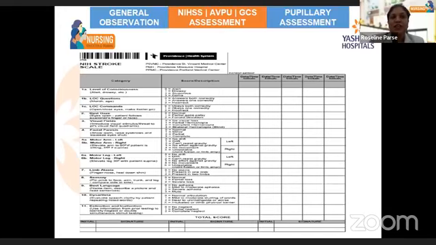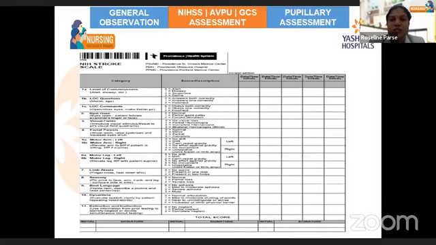Coming to the NIH stroke scale, this is the National Institutes of Health stroke scale. It has 11 components like level of consciousness, the questions asked, LOC commands, best gaze, visual fields, facial paresis, motor arm left and right, motor leg left and right, limb ataxia, sensory, best language, dysarthria, extinction and inattention.